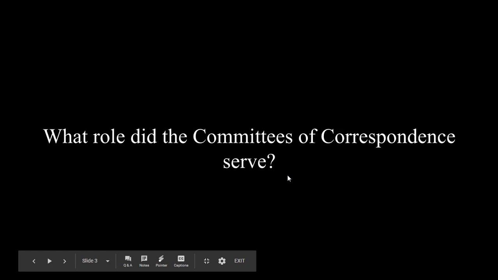Your first question there asks you, what role did the Committees of Correspondence serve? They served as a way for the colonists to have some sort of communication between each other. They're going to also bring about unity, as I mentioned, but the big role that they play is communicating and keeping each other up to date with what was going on in their individual colonies.